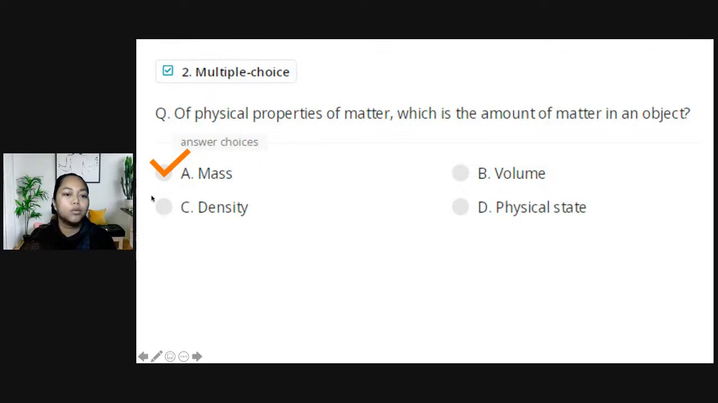Okay, so the term that we are looking for is mass, and its definition is the amount of matter in an object. Now, let's take a look at the other choices that we have here.